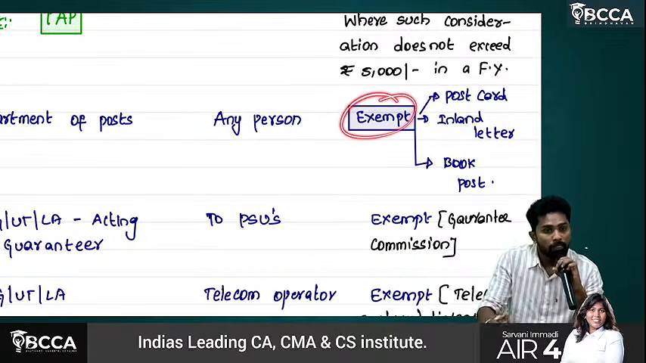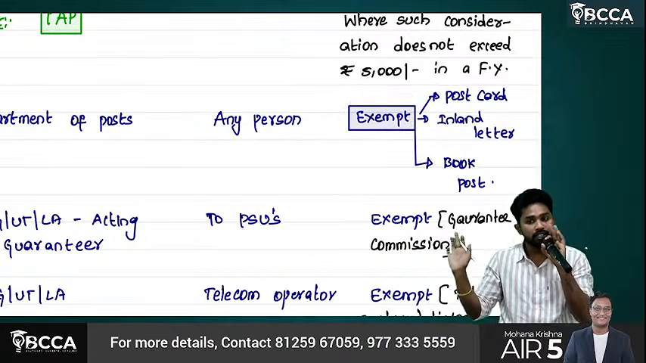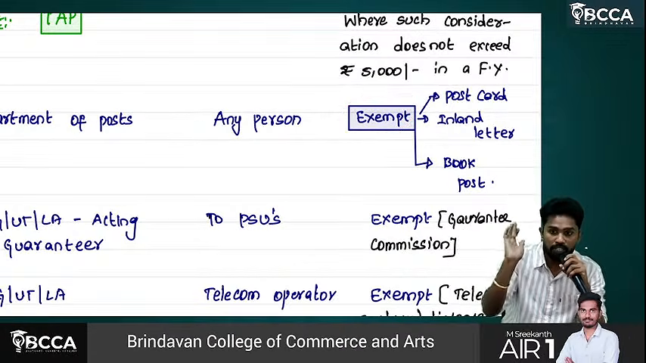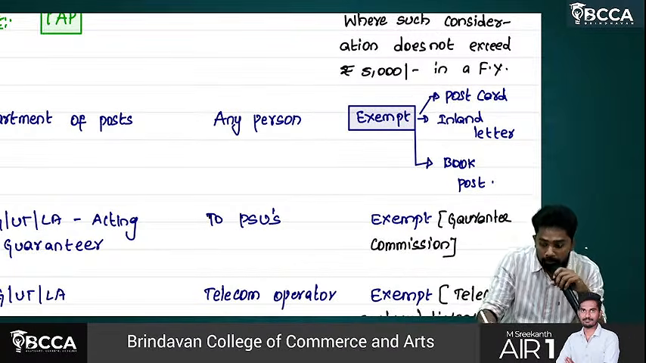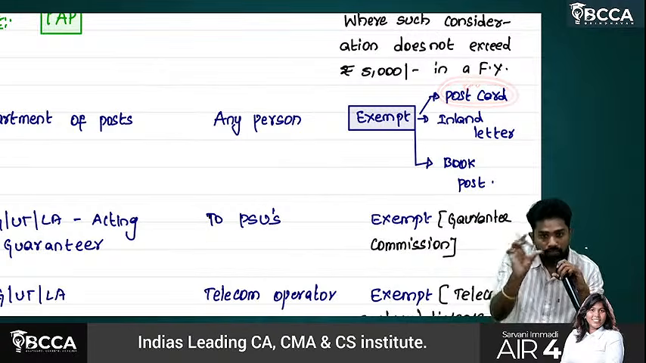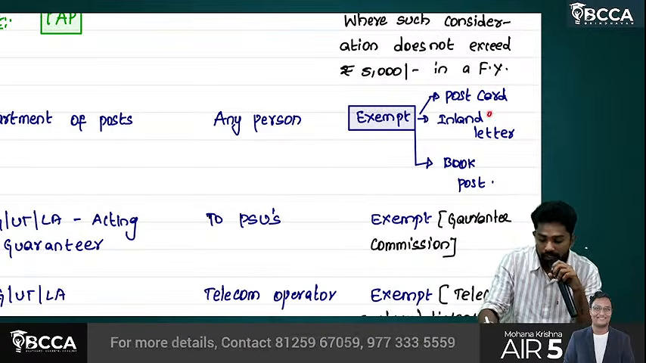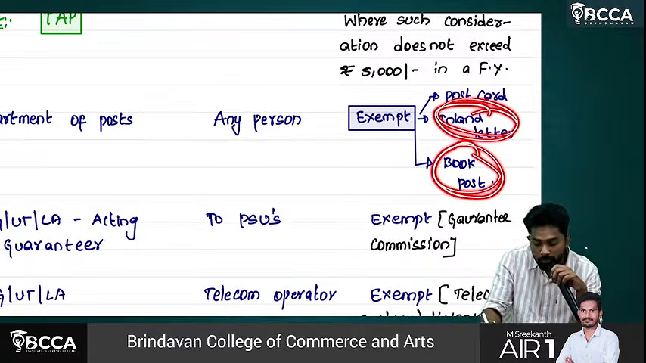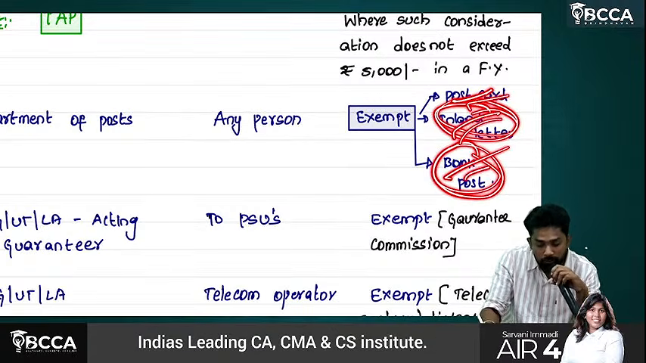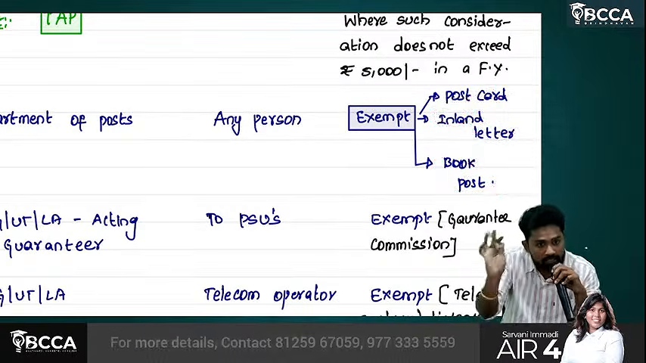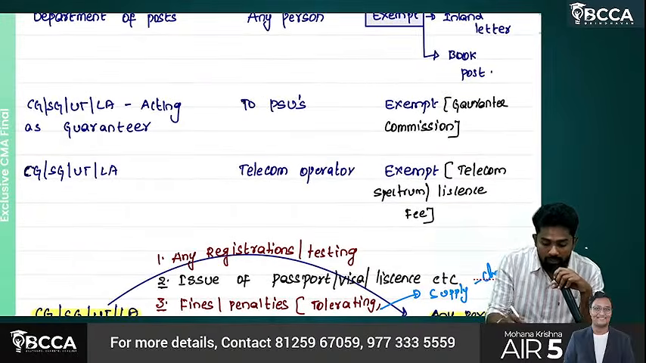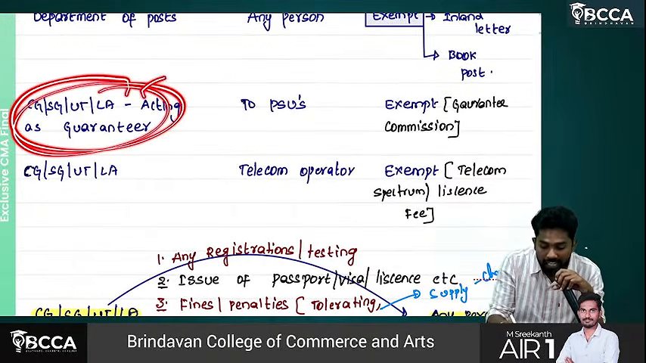Not any kind of postal service is exempted. Speed post is taxable, parcel post is taxable, but postcard, inland letter and book post, these three services from the post office are exempted. Rest all taxable.